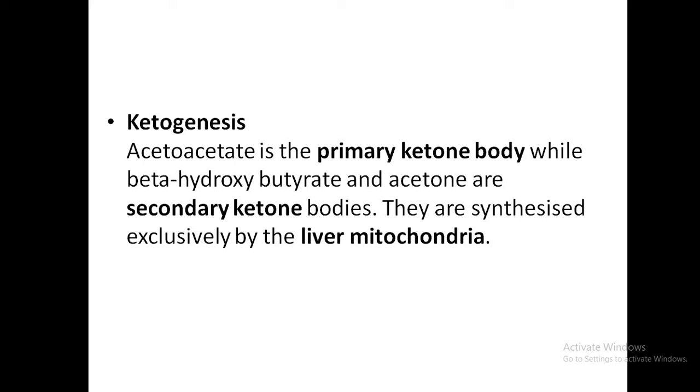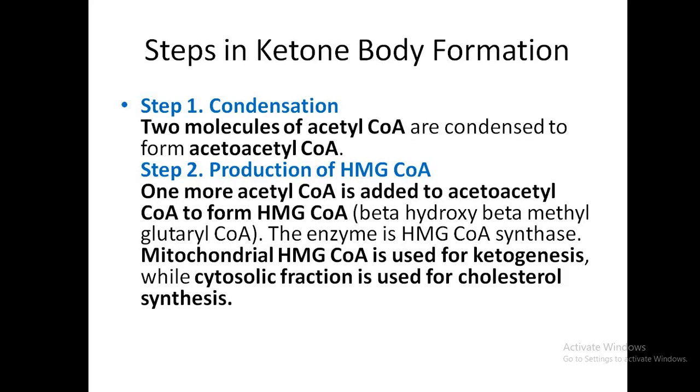Ketogenesis. So this is the formation of ketone bodies. Acetoacetate is the primary ketone body, while beta hydroxybutyrate and acetone are secondary ketone bodies. And these are synthesized exclusively by the liver mitochondria. So these are the steps in ketone body formation. First step is condensation, which involves two molecules of acetyl coenzyme A to condense to form acetoacetyl coenzyme A.